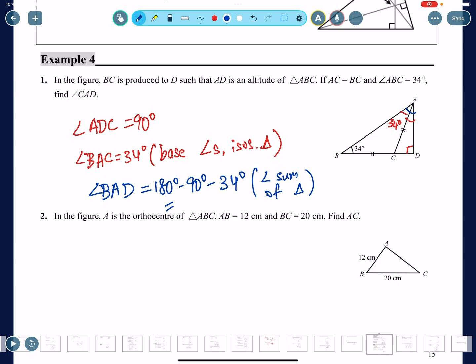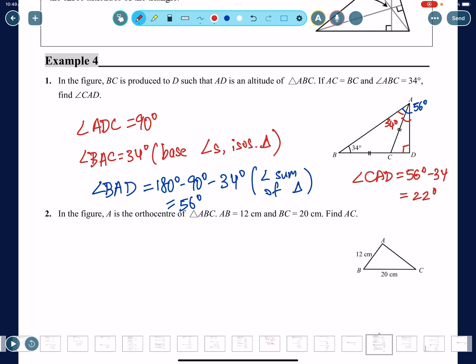90 minus 34 is 56, I believe. Too lazy. 56, yeah. 56 degrees. Now we can get the other part of that angle. Angle CAD is 56 degrees minus 34, which is 22 degrees.